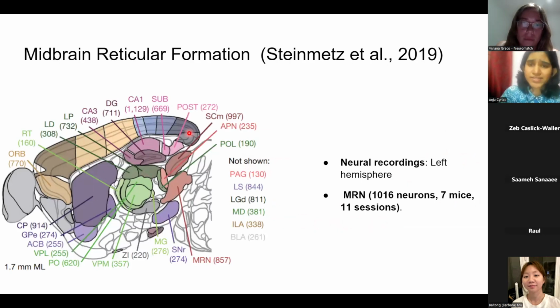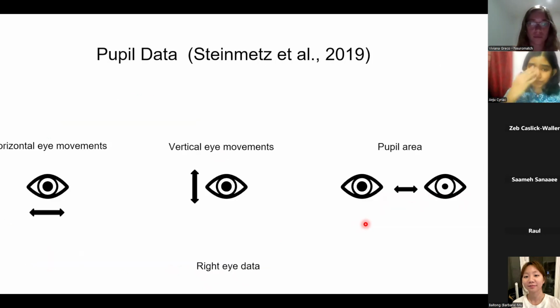In the Sieveritz data set, they have data from a wide range of brain regions, as you can see in the image, but we were particularly focusing, as you already know by now, on the midbrain reticular formation. All the neural recordings were from the left hemisphere of the mouse brain, and we had a total of 1,060 neurons recorded from 7 mice over 11 sessions. There were multiple trials, with several combinations of left and right contrasts presented to these different mice. The Sieveritz dataset also had eye data, that is horizontal eye movement data, vertical eye movement data, and also pupil area data of the mice.